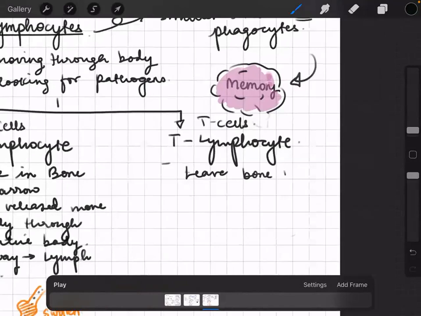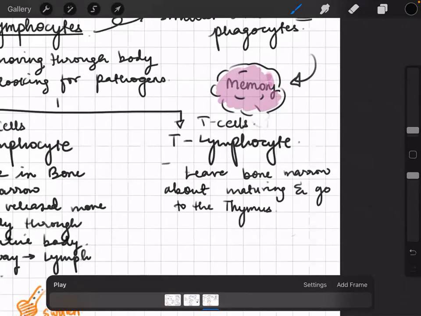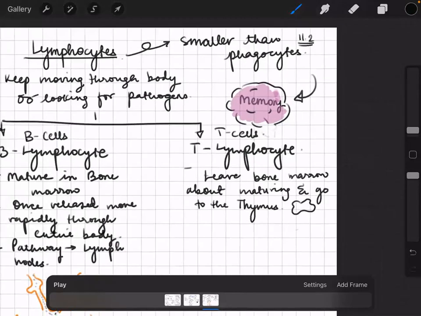Leave bone marrow after maturing and go to the thymus. Thymus is a butterfly shaped organ, okay, which is present in your chest region.